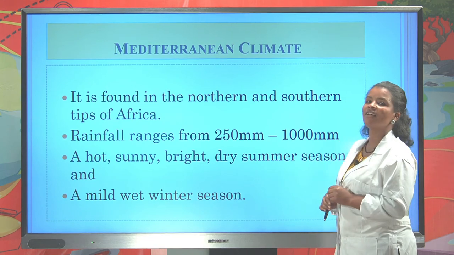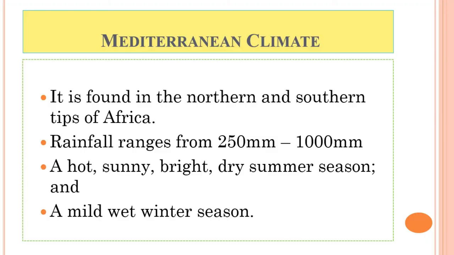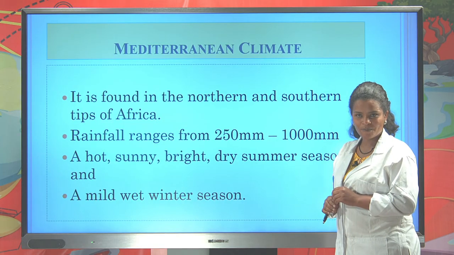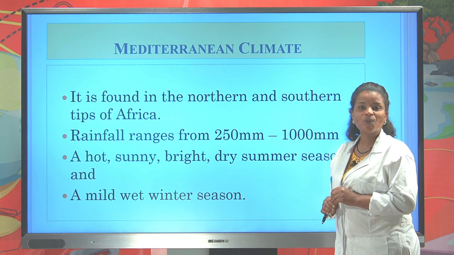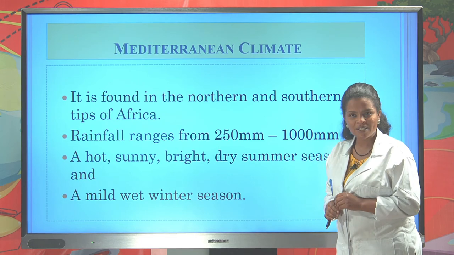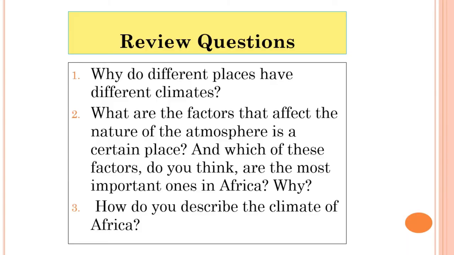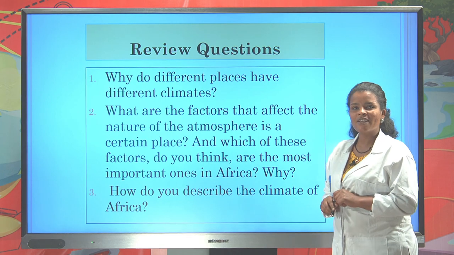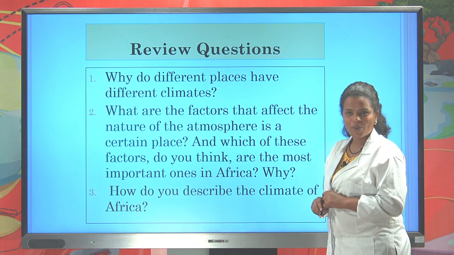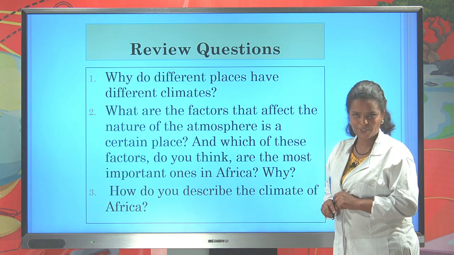So the Mediterranean climatic region of Africa receives little rainfall during winter season because of the onshore wind that starts from the Atlantic Ocean. The name of the wind, we call it westerly wind. Students, please copy this question and try the answer depending on the above explanation.